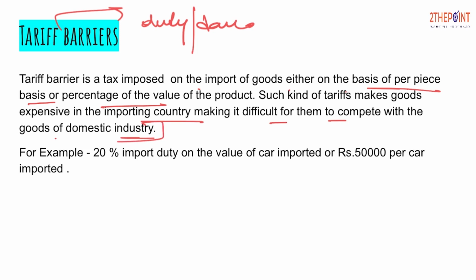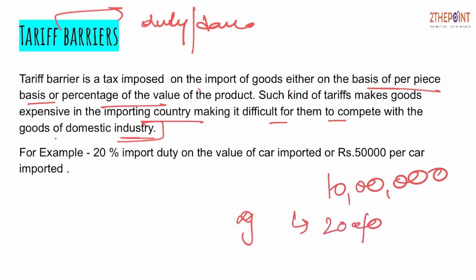I'll explain with an example. For example, India is importing cars from Germany. Per car, the value of the car is 10 lakh rupees. There are two ways of imposing tariff on it. First is with the percentage value. If I say 20% tax on the value of the product, then 20% of this 10 lakh is the percentage method, and the other one is the per piece method.